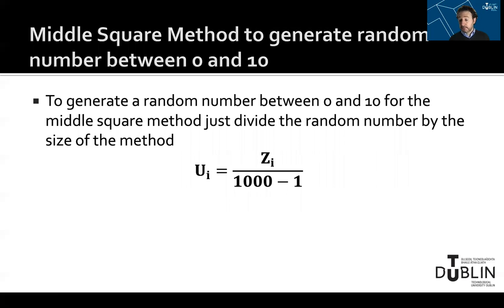So that example seemed pretty good. To generate numbers between 0 and 10, for example, using the middle square method, if the numbers are 1,000 in length, you divide by 1,000.